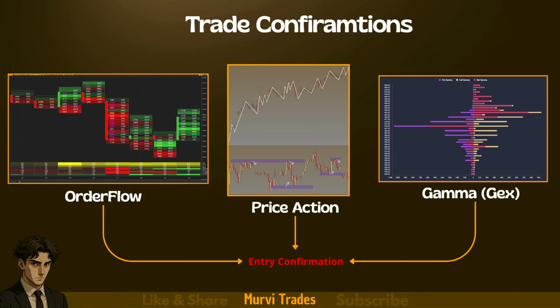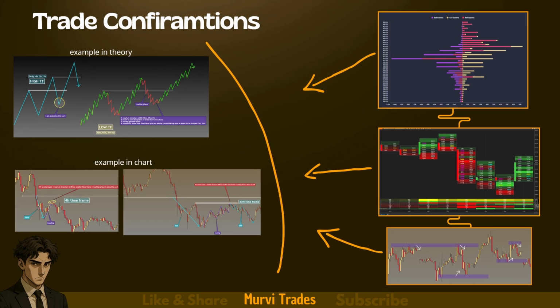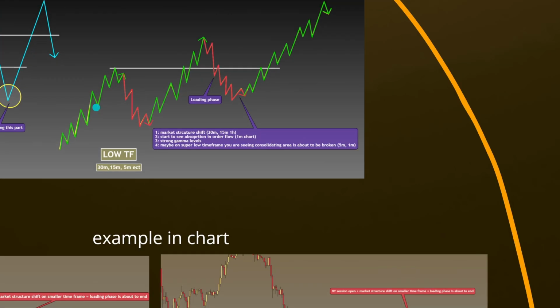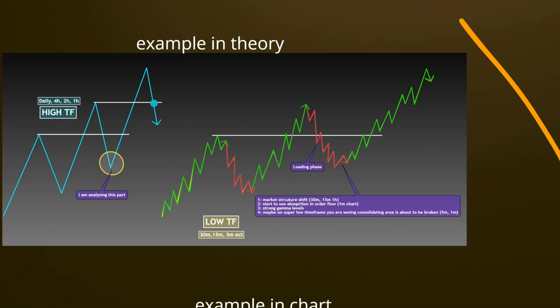So now let me show you how exactly this looks on a real chart, step by step. Now watch this, because this is the part that makes it click. I'm going to show you the exact process in 2 ways. First, the theory, then a real chart, and then we zoom into the footprint and gamma. So step 1, start with the higher time frame, okay? For example, we have the 4 hour, 2 hour, or daily time frame. I start marking out the push phase and the loading phase inside the bigger trend.